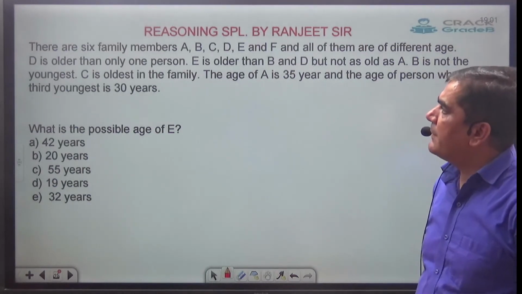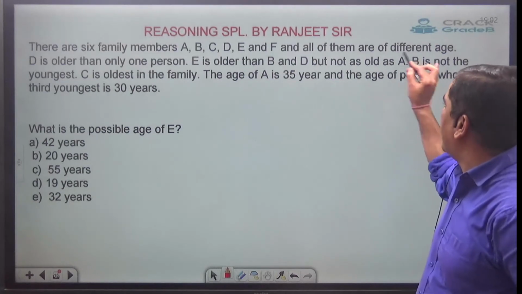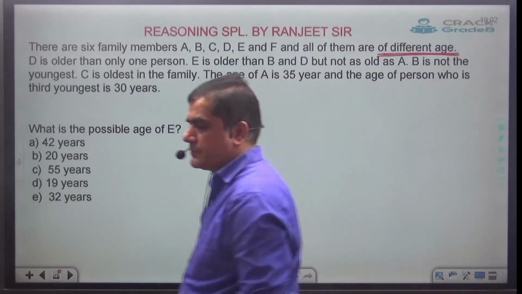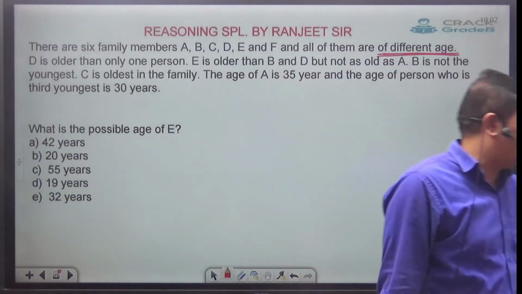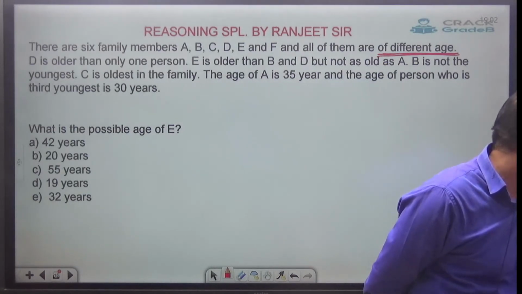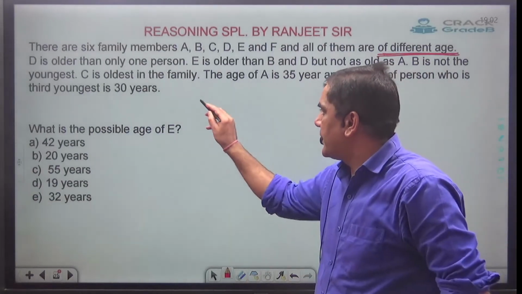There are six family members A, B, C, D, E, F and all of them are of different age. Just see, they have mentioned all will have different age, means two persons can't have the same age. So I need to arrange six persons vertically.